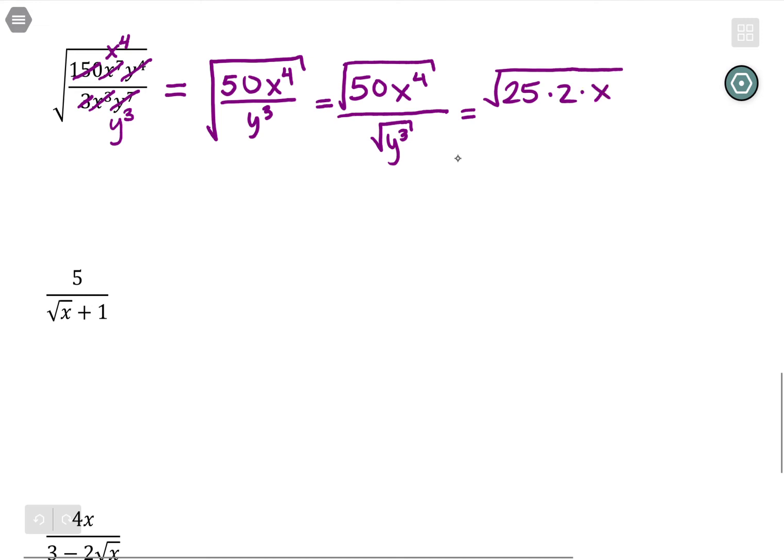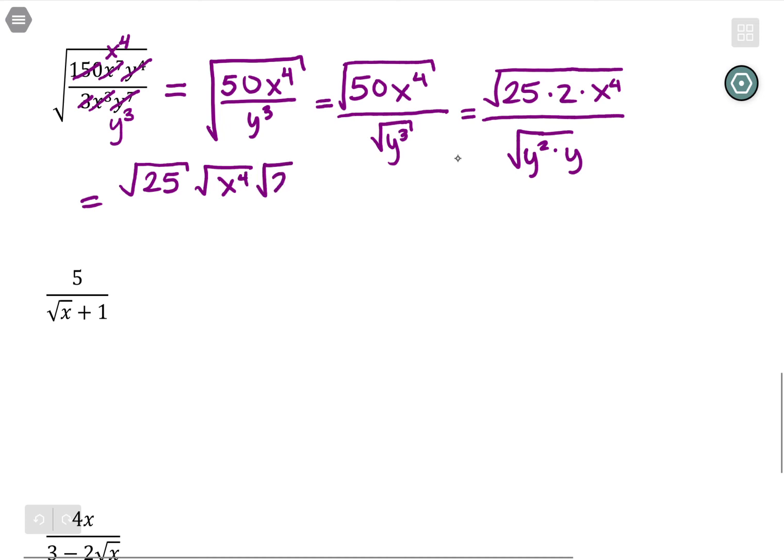And x to the 4th is already a perfect square, so I like it. On the bottom, I have y squared times y. So splitting that up, I have root 25, and I'm going to move that root x to the 4th out in front. I usually do that in the last step. And then I'm going to leave that root 2 alone because I can't do anything with it. On the bottom, I'm going to separate the y squared and the y.